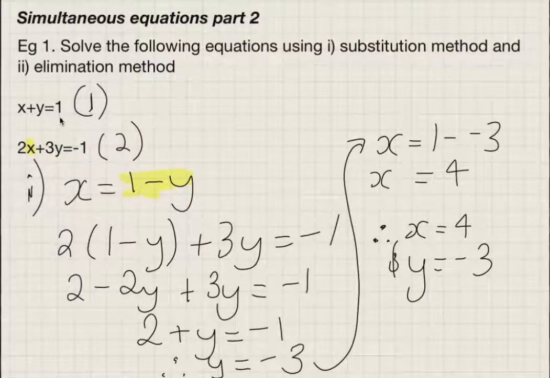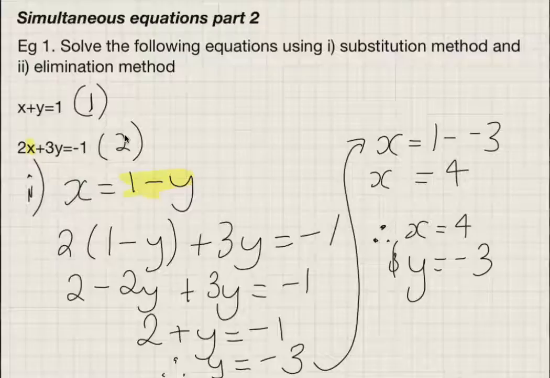The elimination method. We can either add or subtract these two equations to cancel out either an x or y. Now, if we were to add these equations together, we would get 3x plus 4y equals 0. So x and y aren't cancelling. And if we were to subtract these equations, we would get x minus 2x, which is minus x, y minus 3y, which is minus 2y, and y minus minus 1, which gives 2. And again, they're not cancelling.